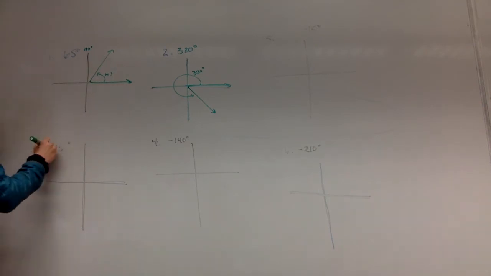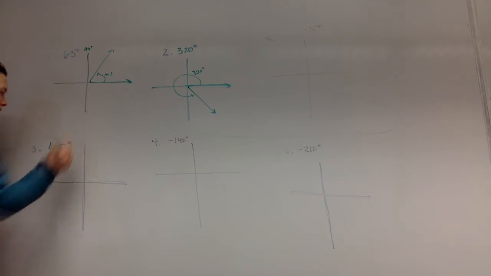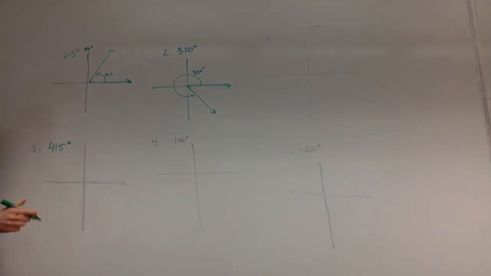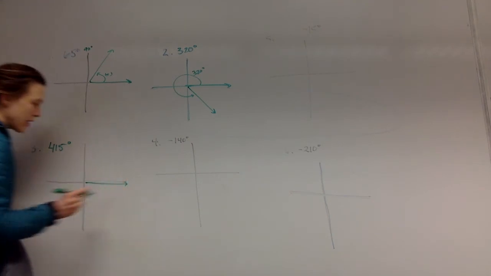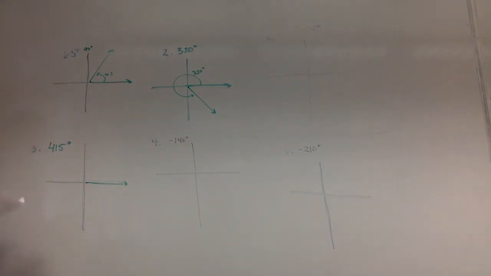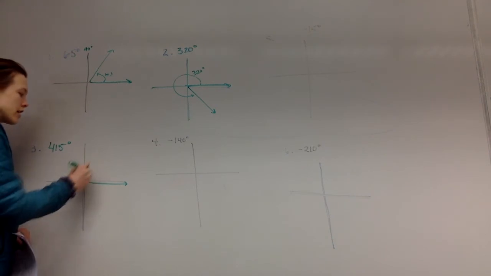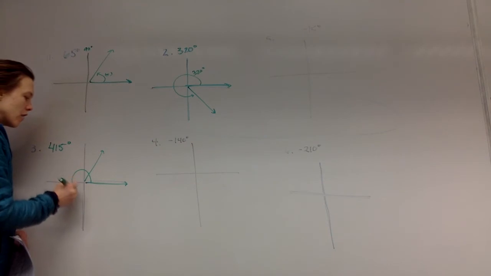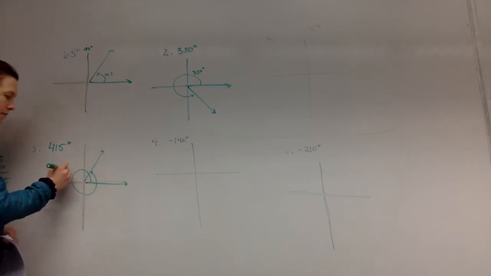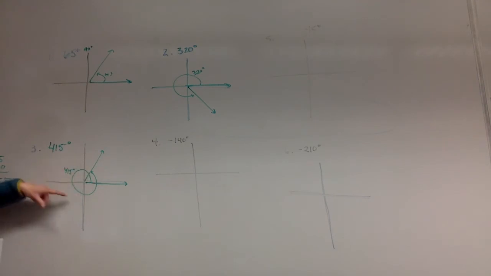In number 3, I've got 415 degrees, sorry. So that's going to go beyond 360. I'll still draw my initial ray here on the positive x-axis, and then I'm going to calculate how much further. So I'm going to do 415 minus 360. That's 55 degrees beyond. So it's less than 90, and it's a little bit more than halfway. I'm going to draw it here, and I'm going to draw a full spiral like that. That would represent 415 degrees. So I went 360, and then I went 55 more in addition to that.